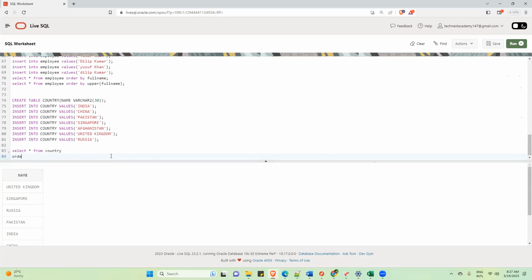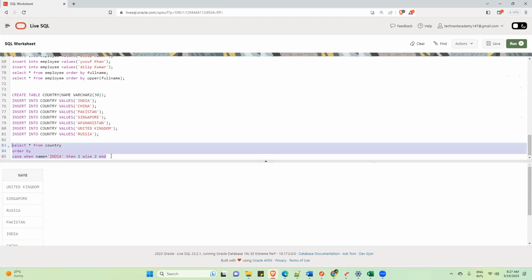Select star from country order by, then I will write CASE. What is this case? We will discuss it. This is very useful, and during the entire course you will see we will use CASE multiple times. Okay. So I will write here ORDER BY CASE WHEN name = India THEN 1 ELSE 2 END. I will explain the query, don't worry, and please don't try to understand the query yet. Now I have written some query, so ignore this.